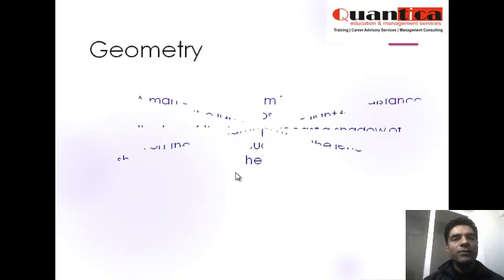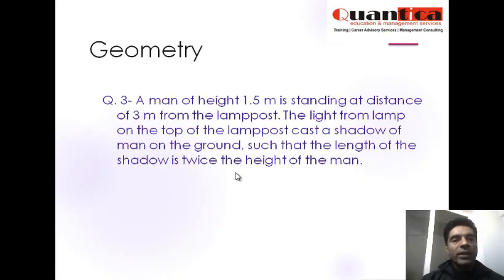Similarly, if I talk about another question from this set, which was on geometry, you read this question. A man of height 1.5 meters is standing at a distance of 3 meters from a lamppost. There is a lamp on the top of the lamppost, and the light from that lamp casts a shadow of the man on the ground, such that the length of the shadow is twice the height of the man.